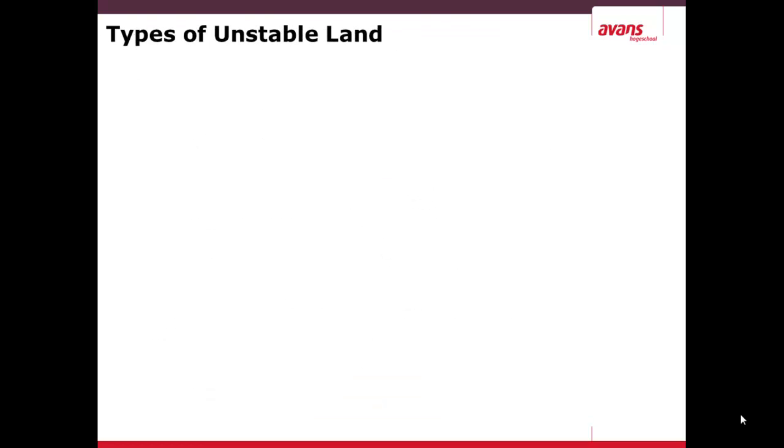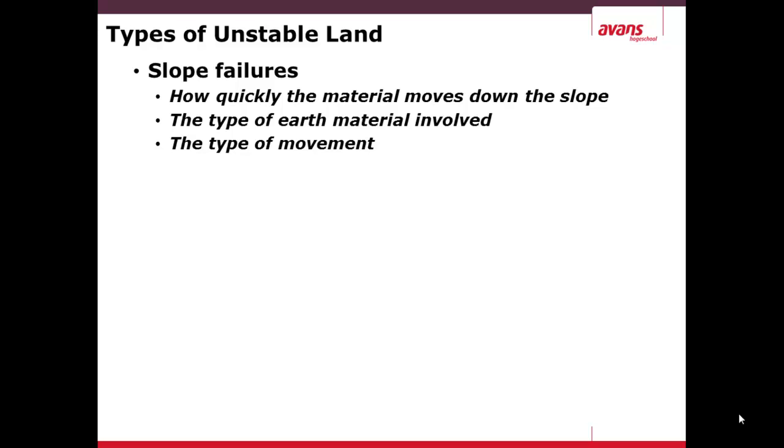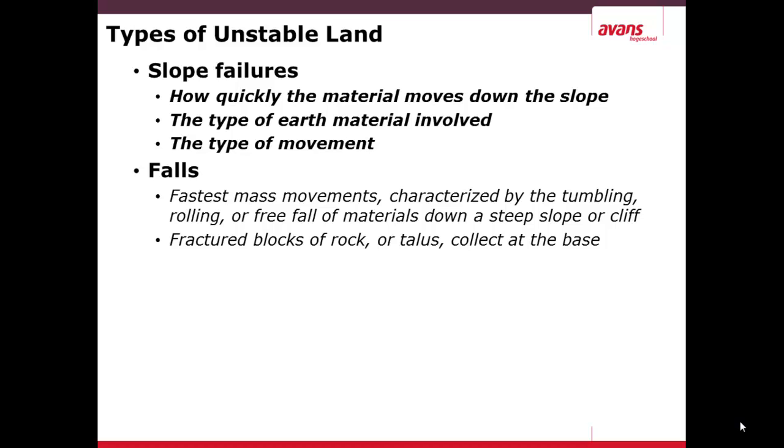There are different types of unstable land, and slope failures show how quickly the material moves down the slope, the type of earth material involved, and the type of movement. Falls are the fastest mass movement, which is characterized by the tumbling and the rolling of materials down a steep slope or cliff. Specifically, these are rocks, which collect at the base of a cliff or a steep slope.